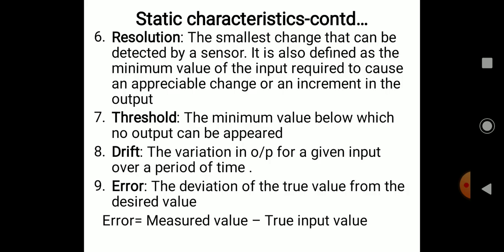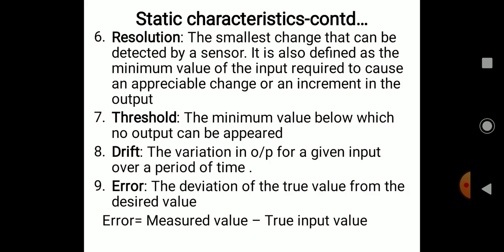Drift. Drift means the variation of output for a given input over a period of time. Many instruments, suppose you are giving some input values and you are taking the output values.